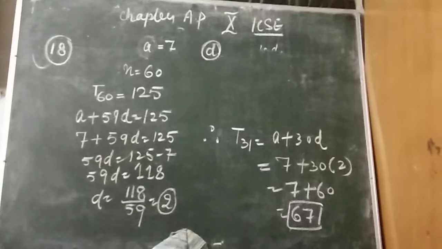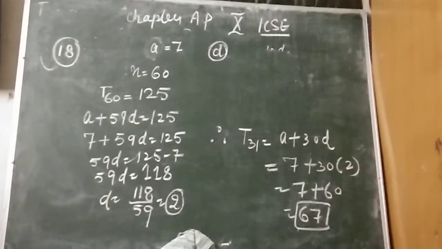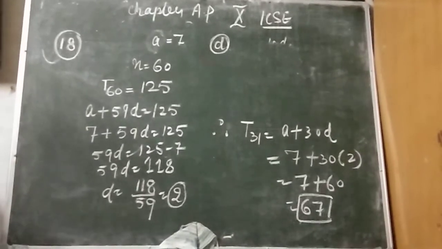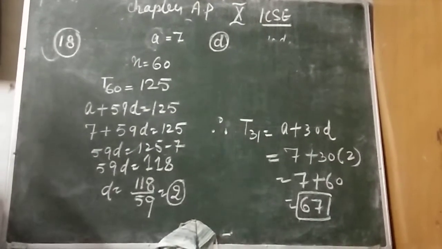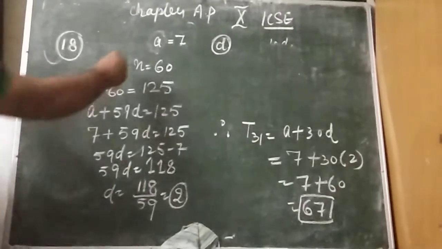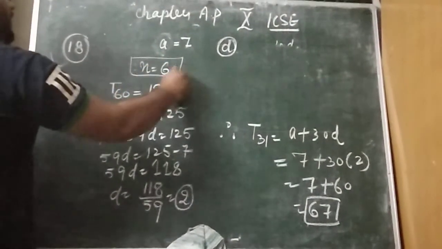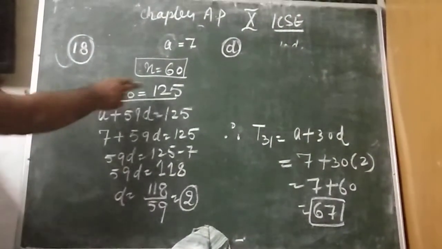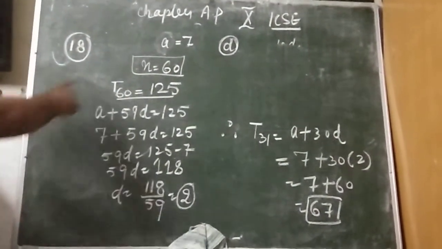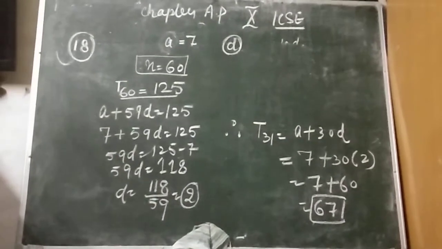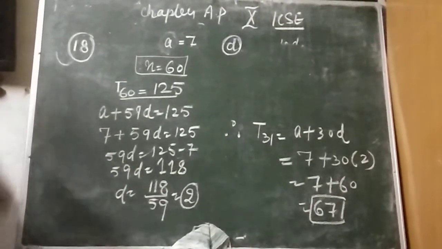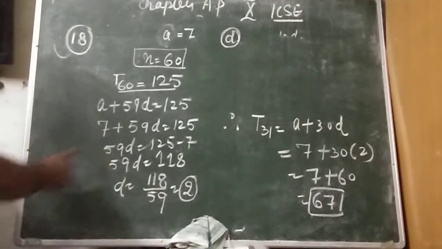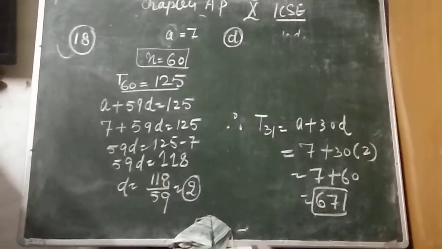So students, one more question. What is given in this question? The first term is given as 7, the number of terms is 60, and the last term is given as 125. If the number of terms is 60, then the last term means the 60th term. That's why I have written T60 equal to 125. So T60 we can write as a plus 59d equal to 125. So here we will fill in the value of a, which is 7, and get the value of d. The value of d we got is 2.